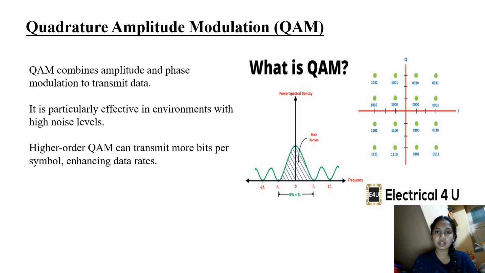So the first is QAM, that is quadrature amplitude modulation. This QAM combines amplitude and phase modulation to transmit data, and it is particularly effective in environments with high noise levels. Higher order QAM can transmit more bits per symbol, enhancing data rates.